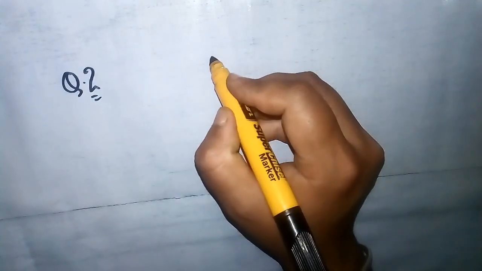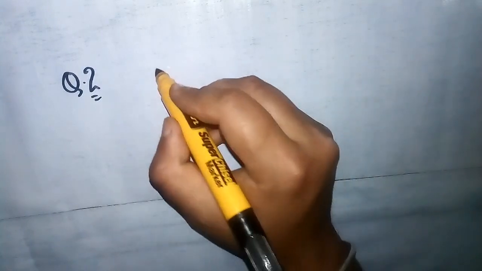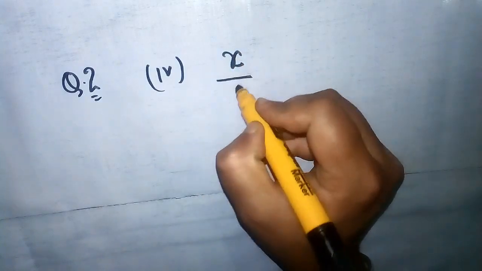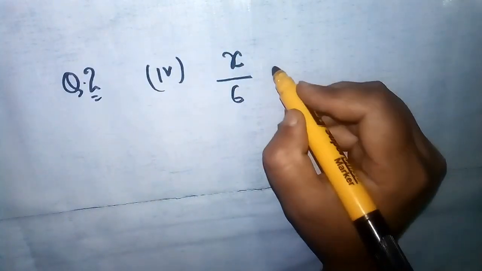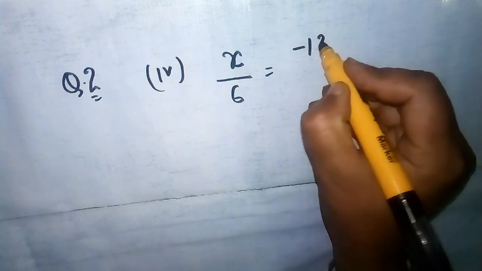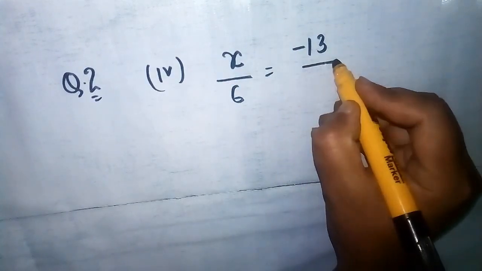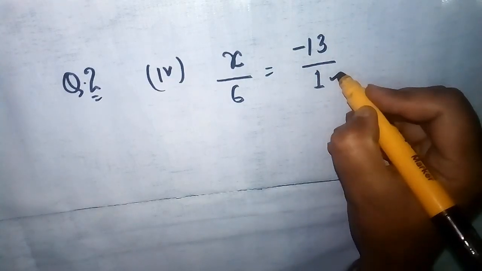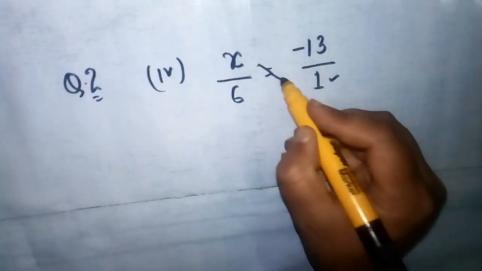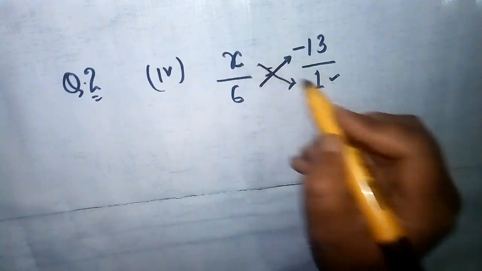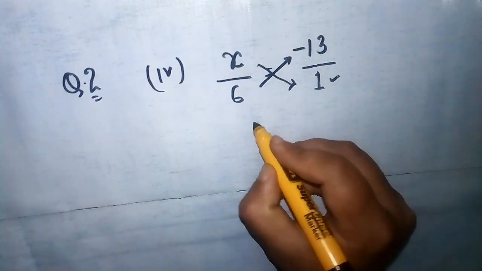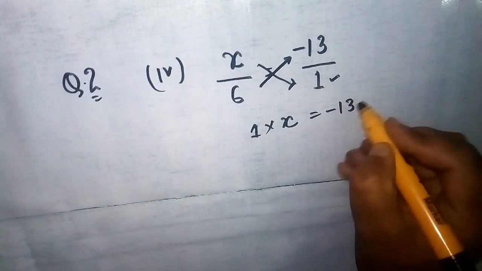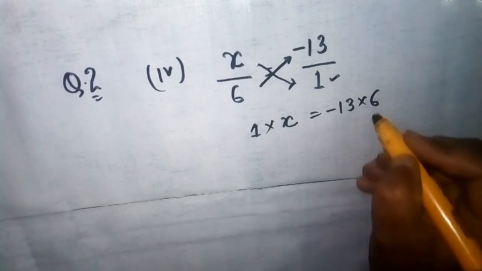So let us do one more part of this, that is part number 4, and it is x upon 6, and we have to form an equivalent rational number. So we will write equal to, between them, equals to minus 13 upon, nothing is there, so you can put 1, because a number other than 0 divided by 1 equals the same number. Cross multiply, x into 1 will be 1 multiplied by x equals to minus 13 multiplied by 6.